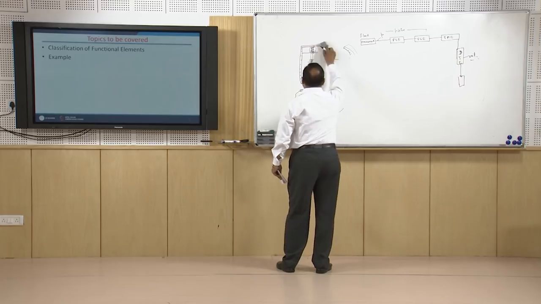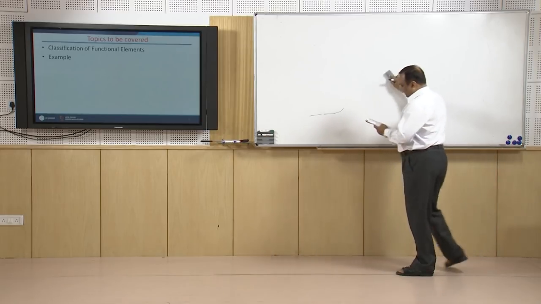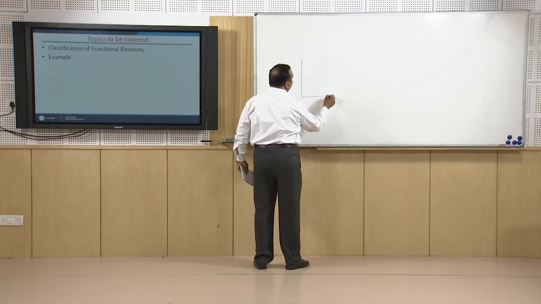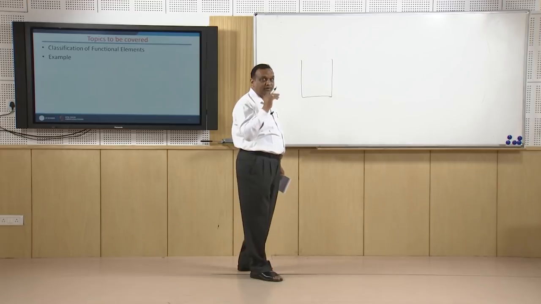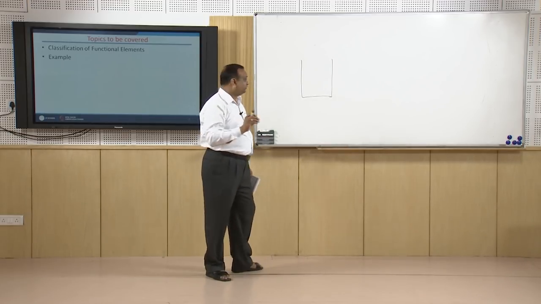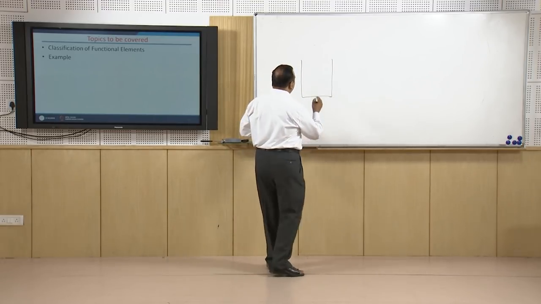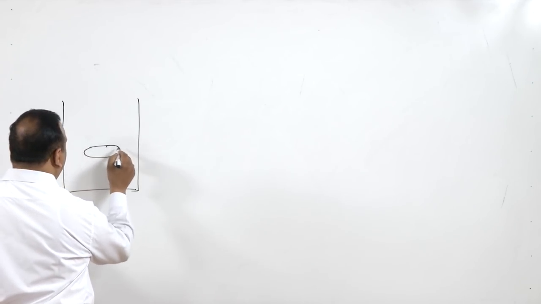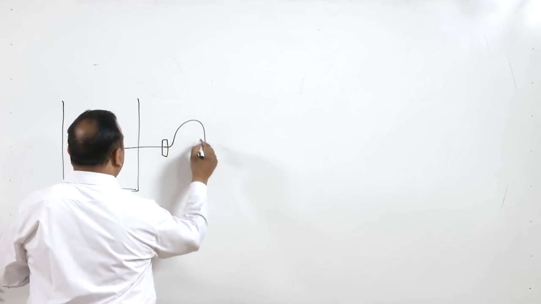Now, in old days, I will give you another example regarding this. Suppose there is a vessel. I want to measure temperature in this vessel. These are very old instruments, nowadays they are not used, but they are very good to understand the functional elements of any instrument. So there is a pressure thermometer. There is a bulb, and the bulb is connected to a Bourdon tube.